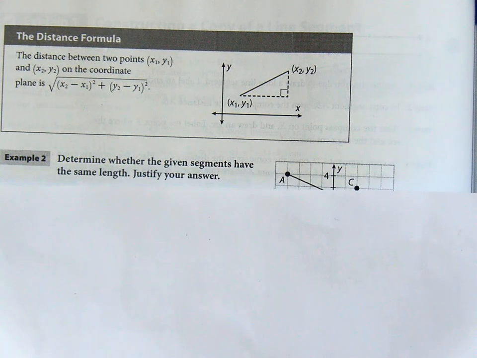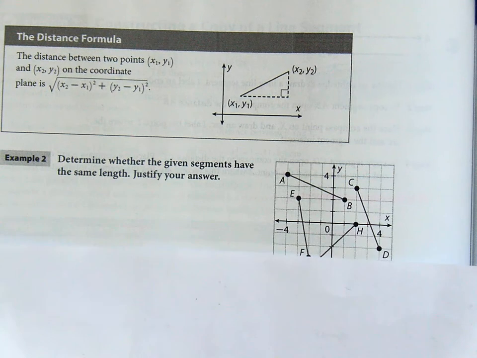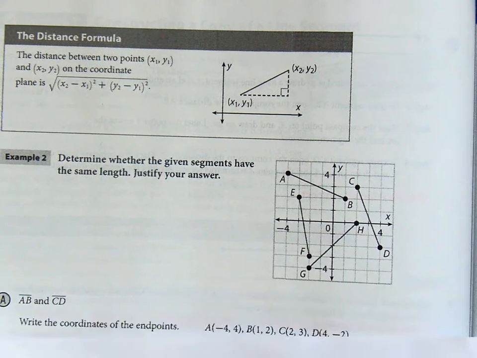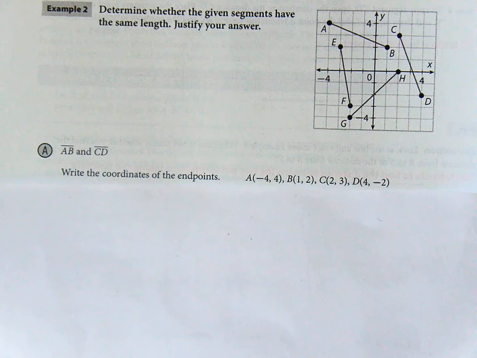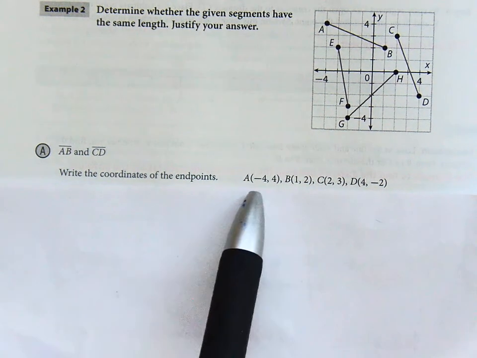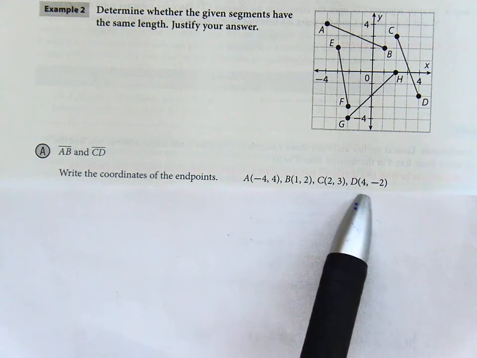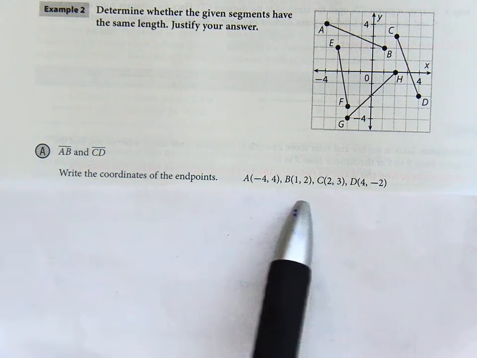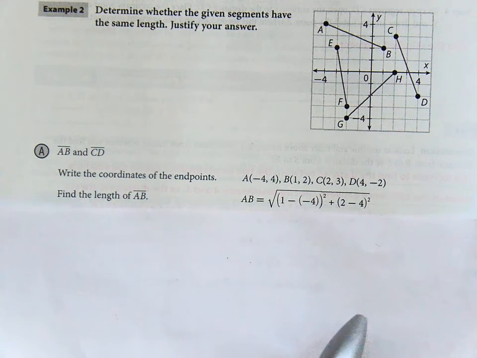Determine whether the given segments have the same lengths. Justify your answers. So AB and CD. You can write the coordinates of their endpoints, AB's endpoints, CD's endpoints, and now we need to find out how long those line segments are. So you're going to plug them in for here.